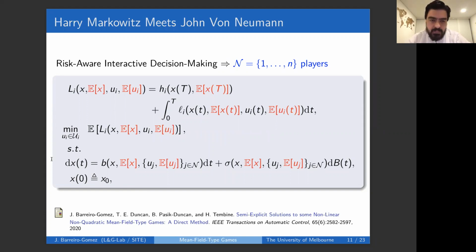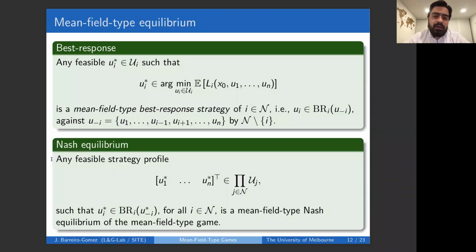Okay. So with this problem in hand, now we can define the solution concept for the non-cooperative games, which is the Nash equilibrium. Prior to doing that, let me introduce the best response. A feasible control input is a best response if it minimizes the cost of the corresponding player, given the decisions of the others. So given the decisions of other players, the ith player can do his best.